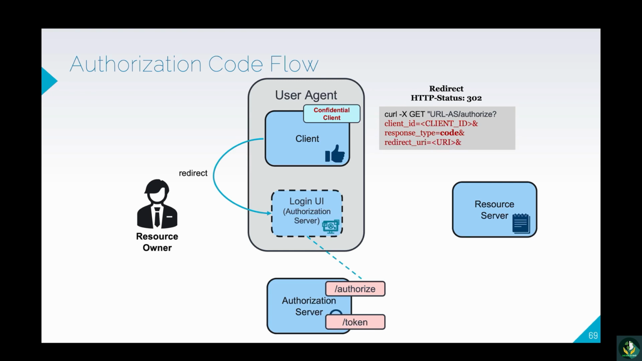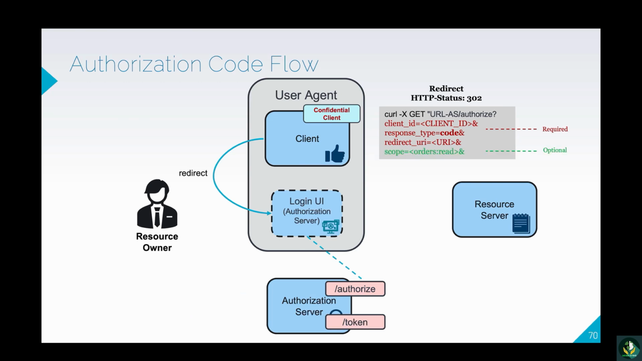Redirect URI. This is where the authorization server should send the resource owner after successful authentication. For security reasons again, this URI must be pre-registered with the authorization server, either as an approved list or using regular expressions like wildcardexample.com. These three parameters, client ID, response type equals code, and redirect URI, are required for the authorization code flow.